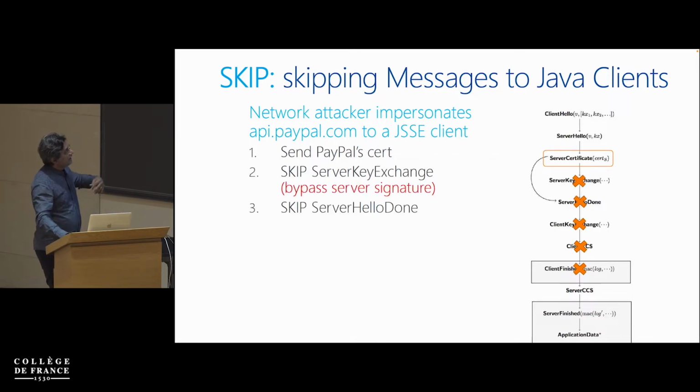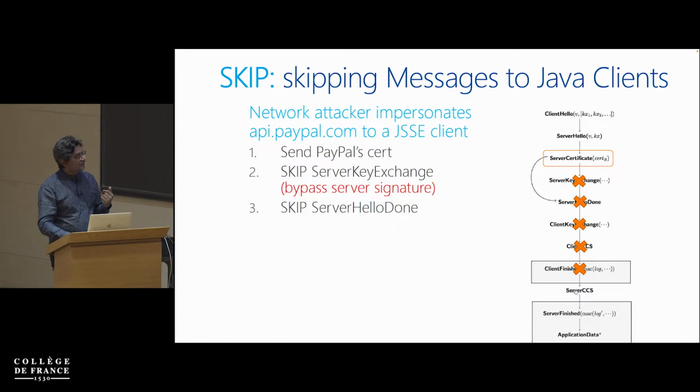Then, after that, it's supposed to send the server key exchange message, which contains a message signed by PayPal. It cannot do this because it doesn't know PayPal's private key. But it can skip this message, because in the state machine it's possible to follow a path that skips it. It shouldn't be, but it can. Then you skip the next message too, and now the client is going to be waiting to send a message. The client is not going to send any of these messages.